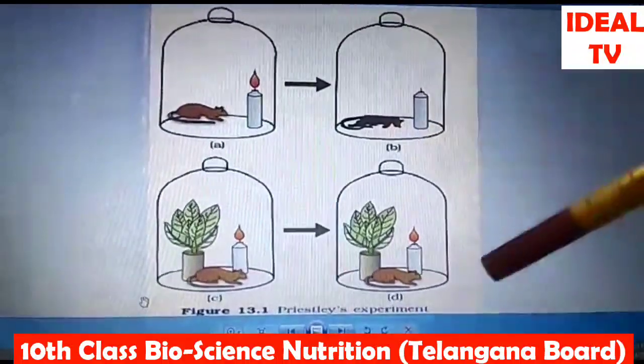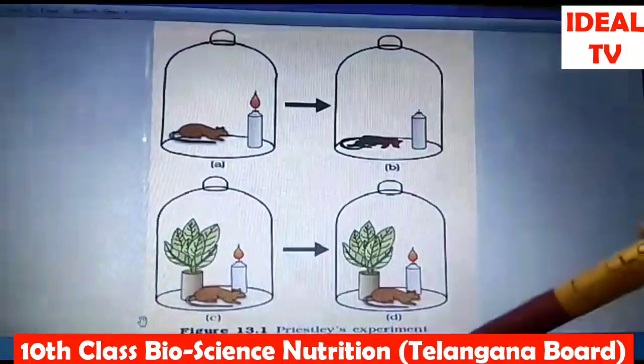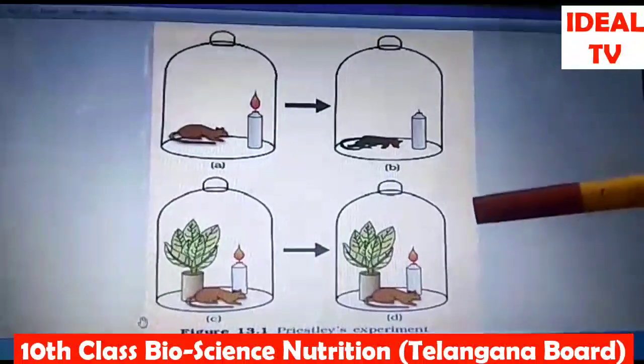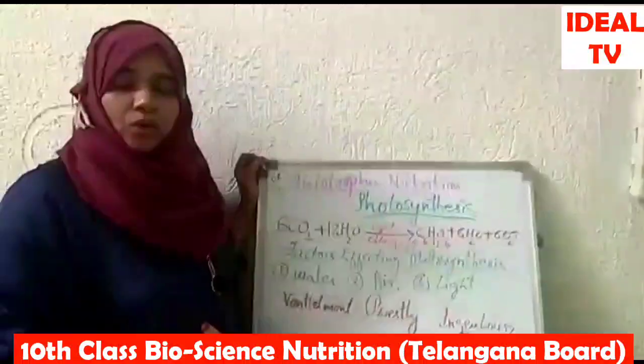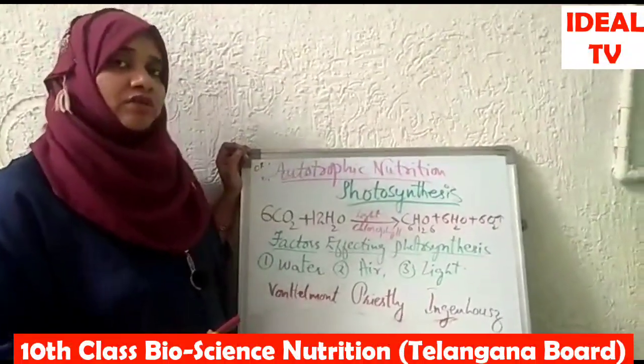So in this way, we can see that air also plays a very vital role in the process of photosynthesis. Thus, he concluded that the plants restore the air that breathing animals and burning candles remove. We have seen that Priestley proved that the air is restored because of the plants.